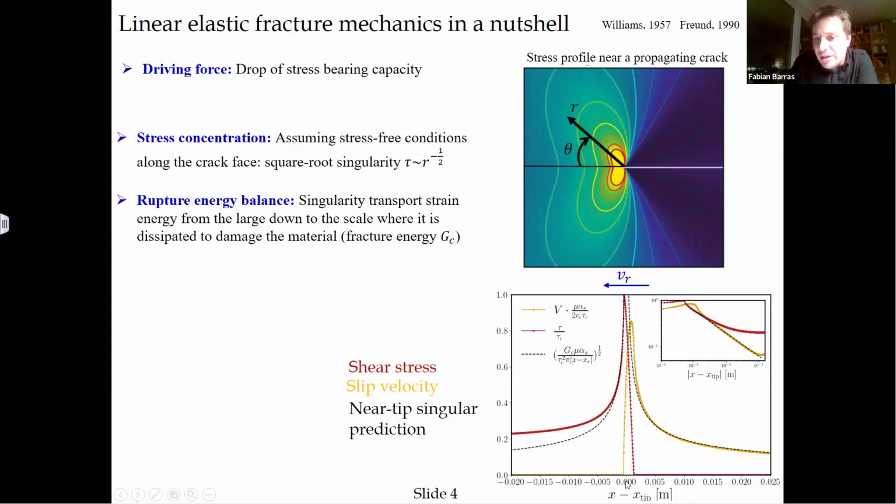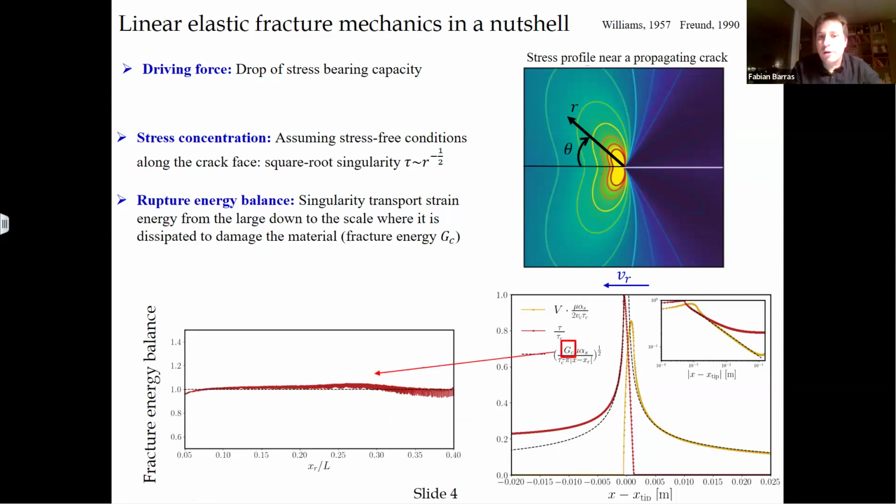The slip velocity is doing the opposite. It's initially 0, but then when the material is broken, it quickly reaches a peak value, and then it decays following the square root singularity as well. Using the near tip singular prediction, you can fit at the same time the slip rate and the shear stress. If you know, for instance, the speed at which the crack propagates, this will give you this alpha S. You have tau C, which is just the peak stress that you can measure as well. So the only parameter that you're left with is this GC, the fracture energy, a measure of the energy that is flowing to the crack tip.